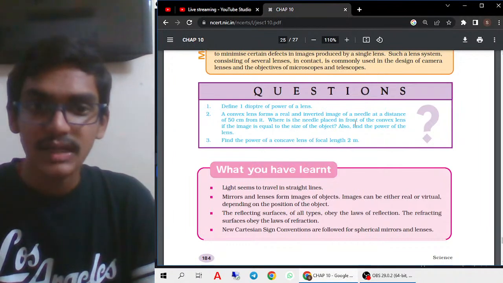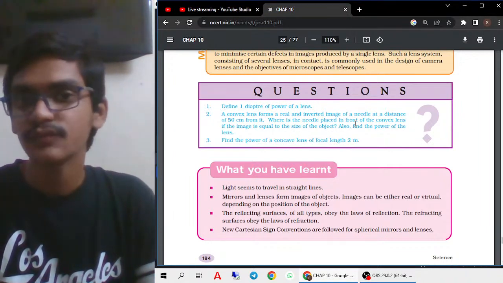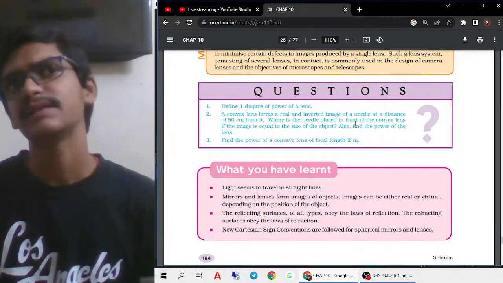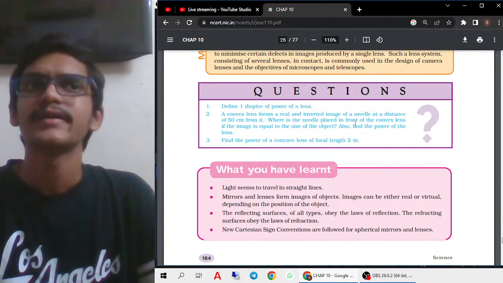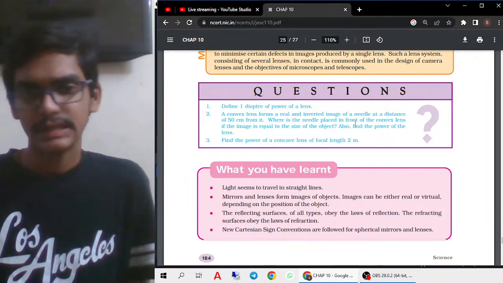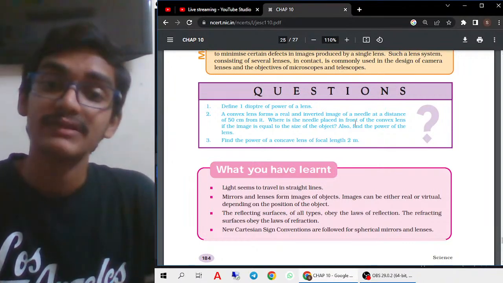Then the power is going to be 1 by 25, right? P is equal to 1 by f, that is 1 by 25. If you solve it, what value do we get? 0.04. Therefore 0.04 D is the power of that particular lens.